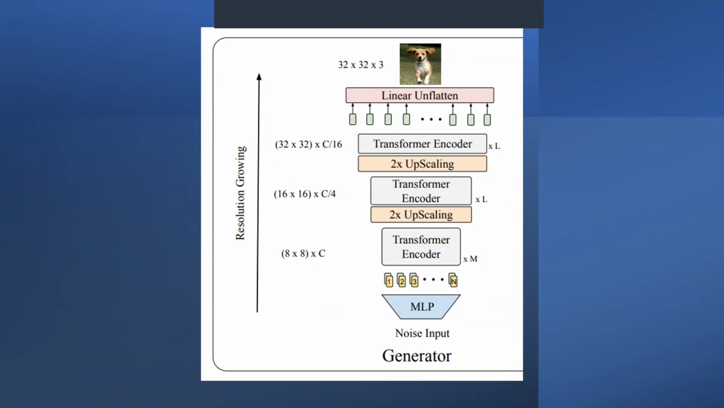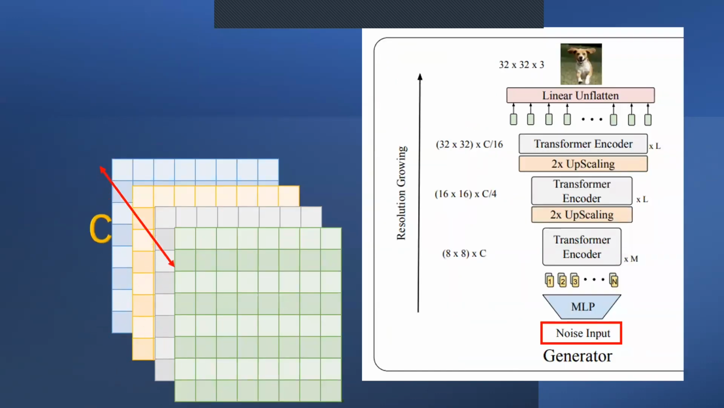First, we have some noisy input like a random Gaussian distribution, and through an MLP, we get the first sequence output, which is of size 8 by 8 by C, where C is the number of channels. Then we divide it into tokens and feed them into the transformer. Because we have 8 by 8 by C input, we divide it into 64 tokens, where each token is as deep as the number of channels C.